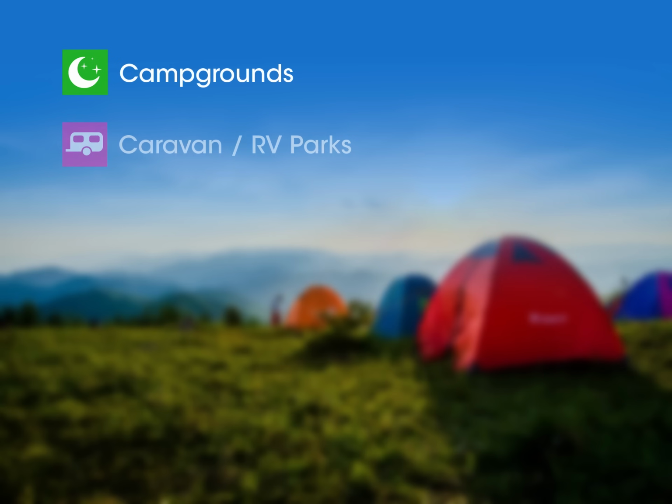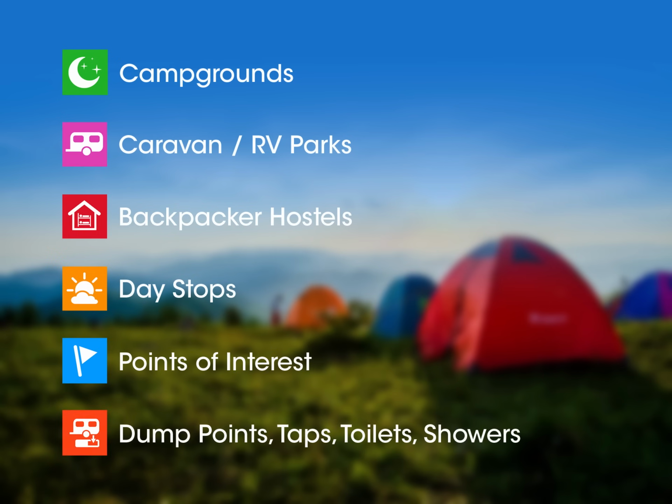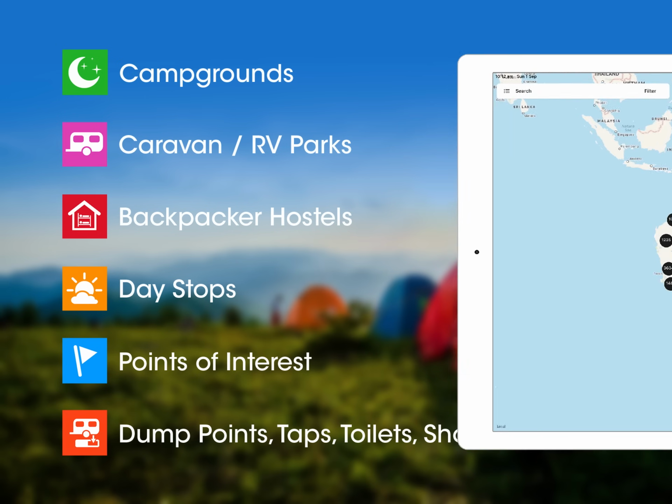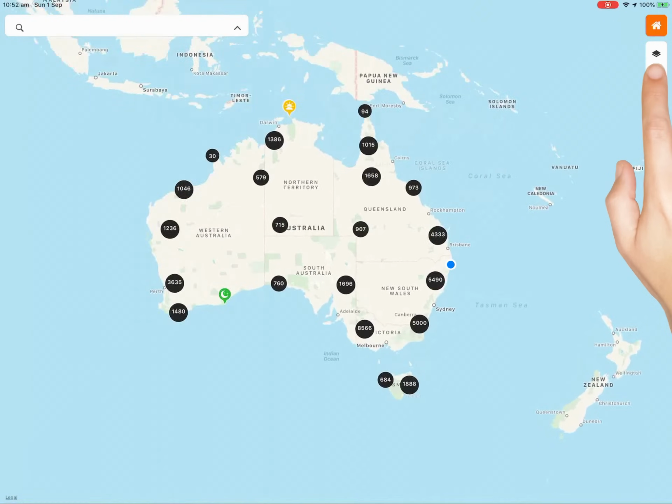WikiCamps is a dynamic, crowdsourced database of campgrounds, caravan and RV parks, backpacker hostels, day stops, and more. Upon opening WikiCamps, you will be greeted by the map screen. If your device has GPS, you can tap here to center the map at your current location.